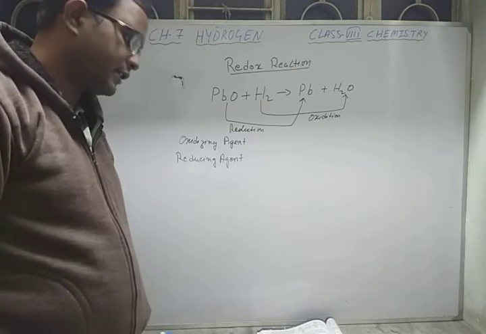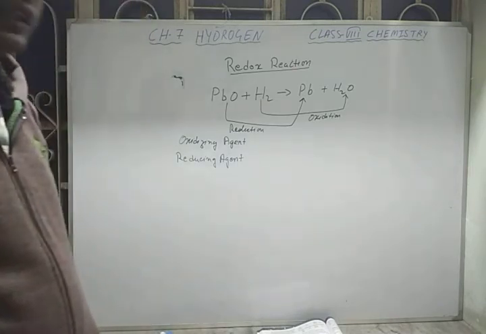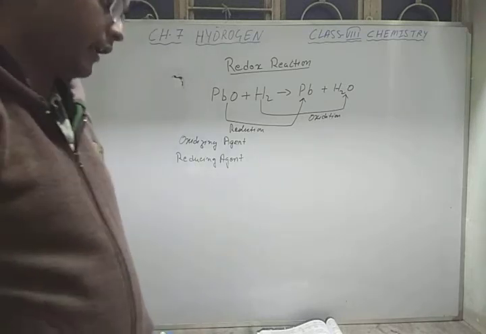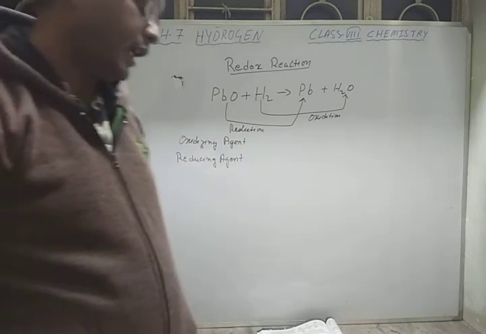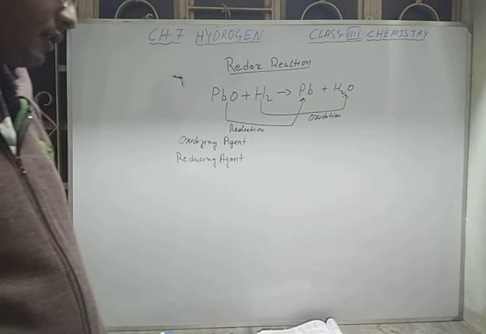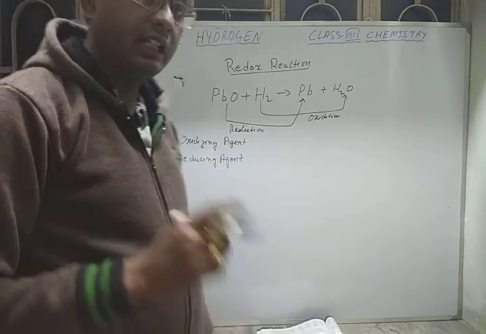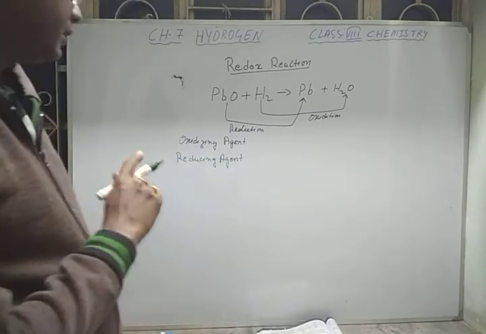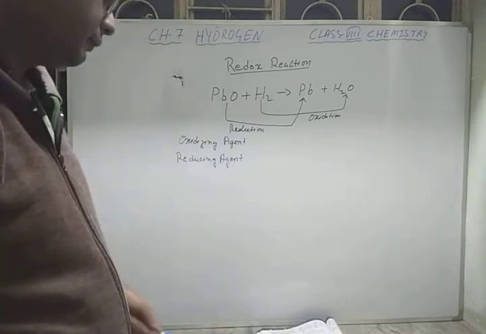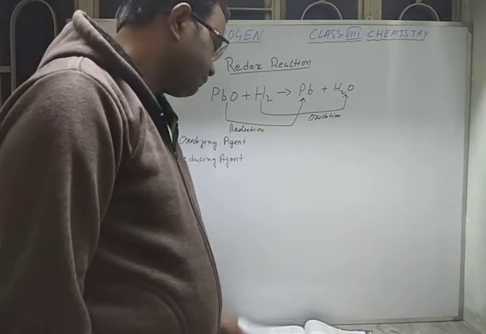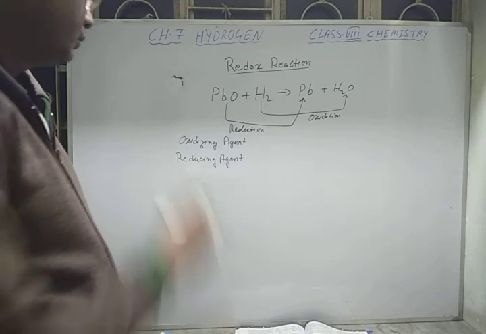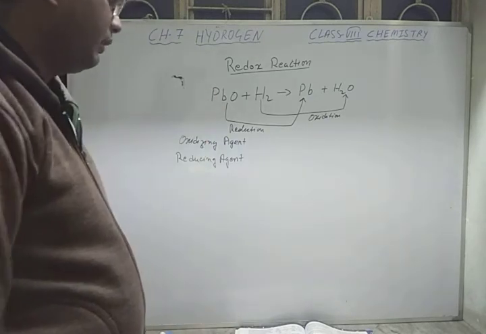Here the substance that brings about the oxidation reaction is called the oxidizing agent, and the substance that brings about a reduction reaction is called a reducing agent. Okay, so what we see here, oxidizing and reducing agent. In the example which we have taken here, lead oxide loses oxygen to form lead.